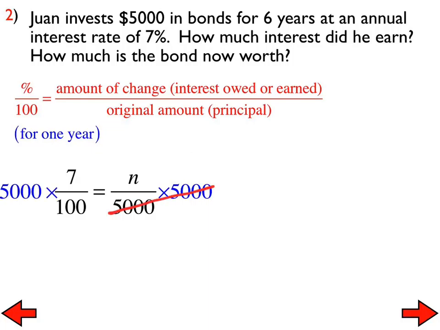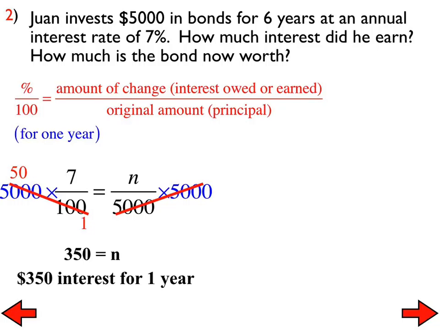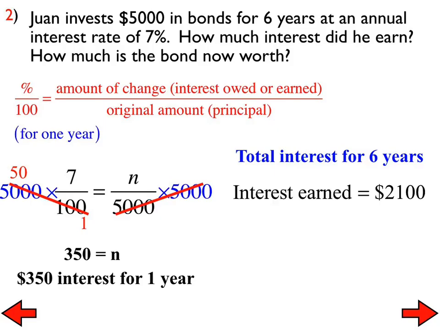Multiply both sides by 5,000. So we have n equals, and then divide by 100. So we're left with 50. What's 50 times 7? 350. So that is the number of dollars in interest he earned after 1 year. How many years are we interested in? 6 years. So we want 350 times 6, which is 2,100. Very good. This is only how much interest he earned.